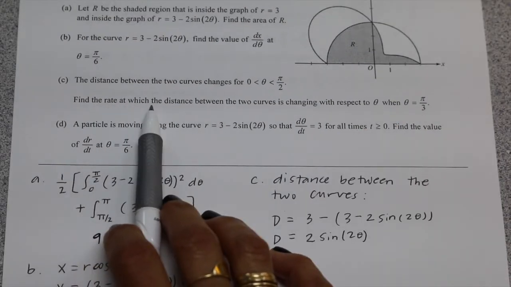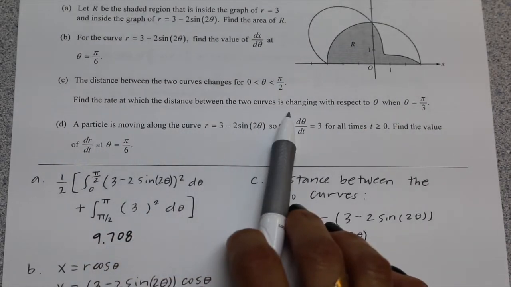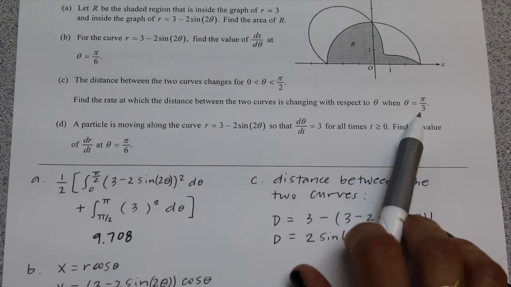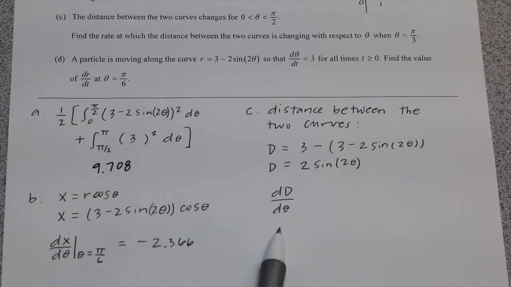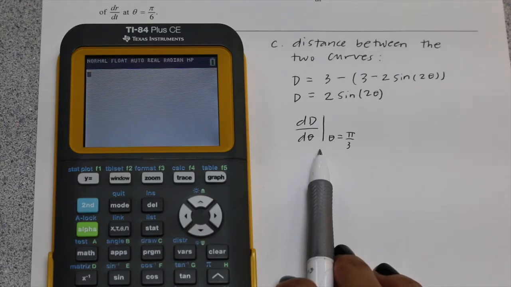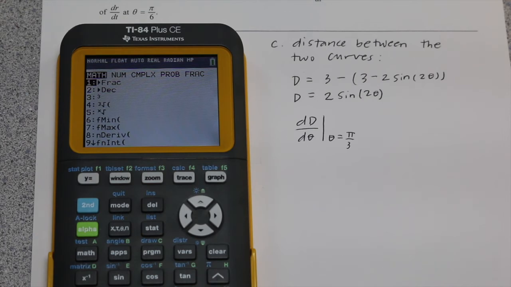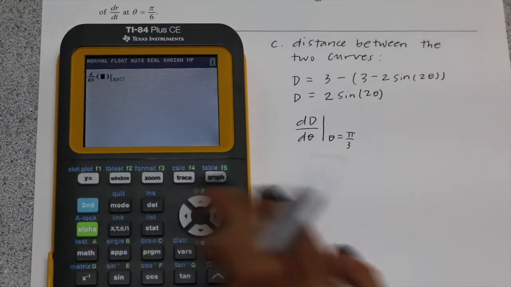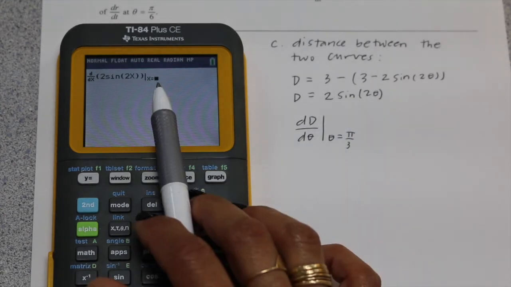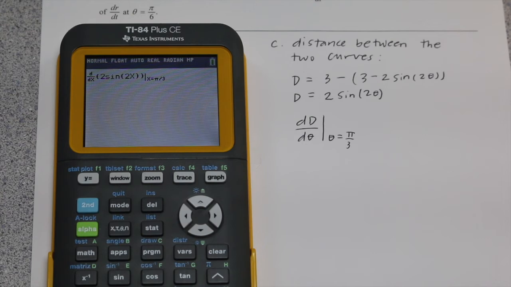To find the rate at which this distance is changing with respect to theta, we're going to take the derivative of this formula with respect to theta, and then we're going to plug in pi over 3. So notation-wise, it's d d theta, such that theta equals pi over 3. So again, we're going to use math 8. So we select math and then 8. And then we're going to enter x. And we're taking the derivative of 2 sine of 2 theta. Finally, we're going to plug in pi over 3. And then we'll press enter.